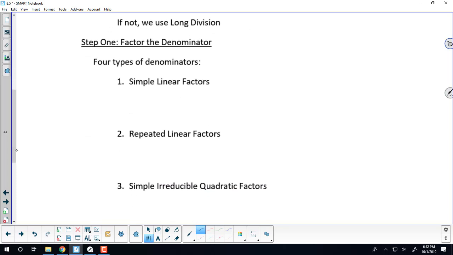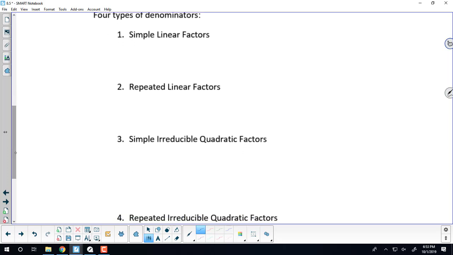So we always want to start off trying to factor the denominator, because how the denominator factors determines how we proceed, or how we're going to break down the fraction. So there are 4 different types of denominators that we can encounter: simple linear, repeated linear, simple irreducible quadratics, and repeated irreducible quadratics. So this corresponds to the denominator. We don't care what the numerator is. It doesn't dictate how we break the fraction down.